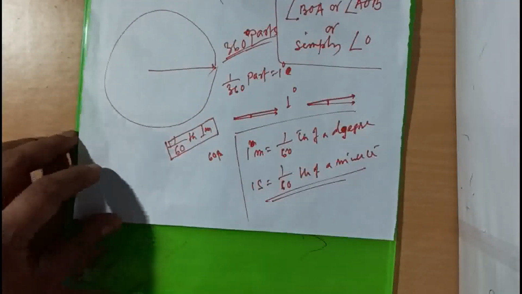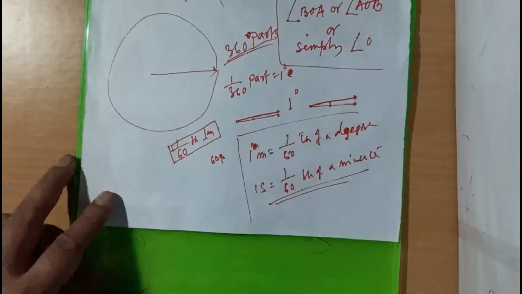Now in your lower classes you have learned about the types of angles. You learned about acute angles, then obtuse angle, then right angle, then reflex angle, then straight angle. So about these angles you have already learned in your lower classes. Now let us also revise them.